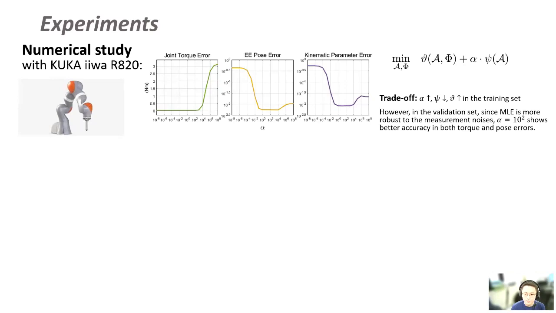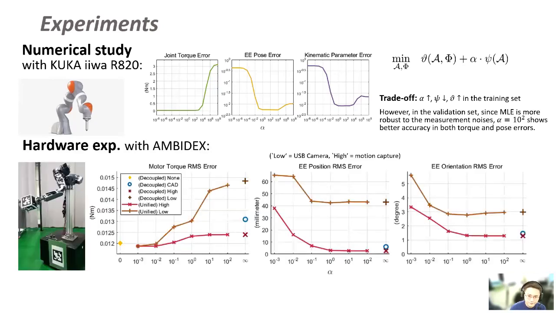The rightmost figure shows the joint twist error, the 2-norm of the difference between the identified twist and the ground truth. Although lower twist error does not necessarily indicate lower pose error in theory, we could directly observe that the joint twists are also identified the most accurately when alpha equals 10^2.